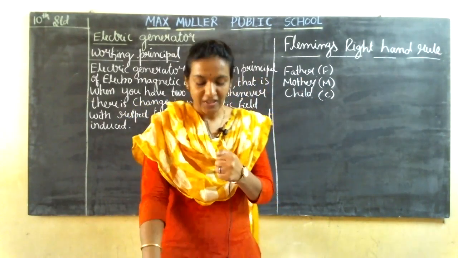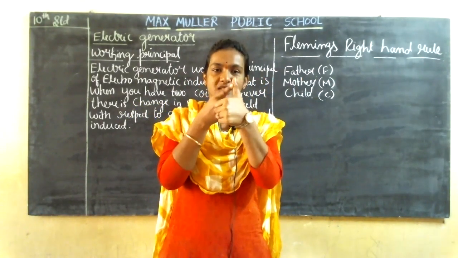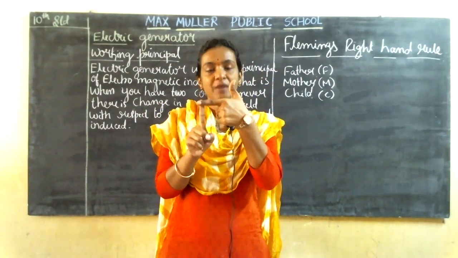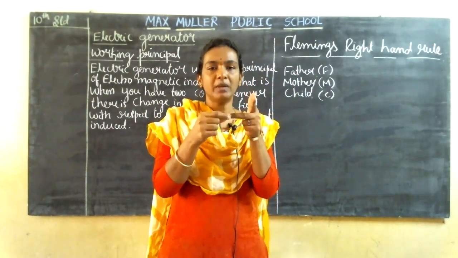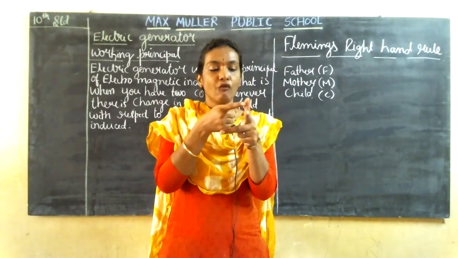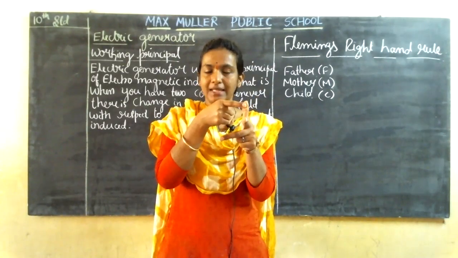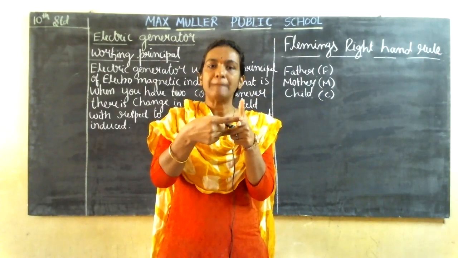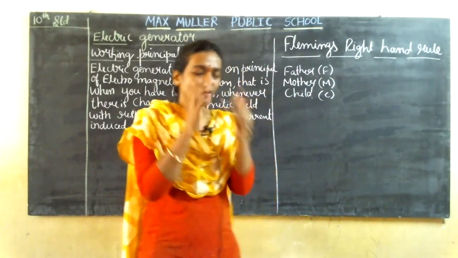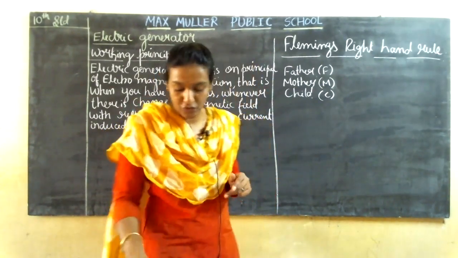In Fleming's left hand rule, this thumb shows the direction of the force, this finger shows the direction of the magnetic field, and our middle finger shows the direction of the current here. Father, mother, child. Father, F, force. Mother, M, magnetic field. Child, current. This is how you can keep it in your mind, so you can remember very easily without any confusion.